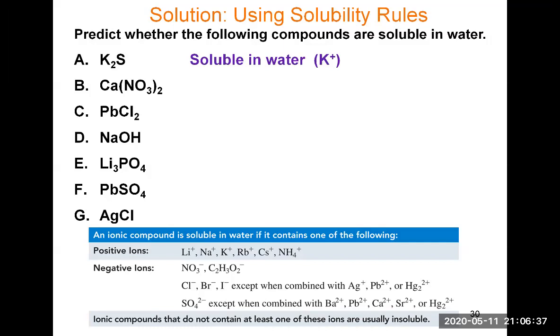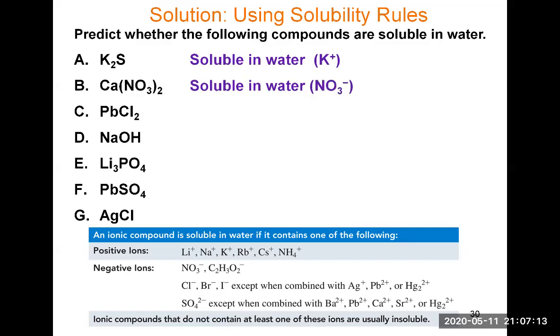Calcium nitrate here. So let's try to see if there is calcium. Calcium is not listed there. However, the nitrate is listed. An ionic compound is soluble in water if it contains, among the negative ions, the nitrate. And there are no exceptions. So that tells you any kind of nitrate compound will be soluble in water. So the calcium nitrate is then soluble in water.